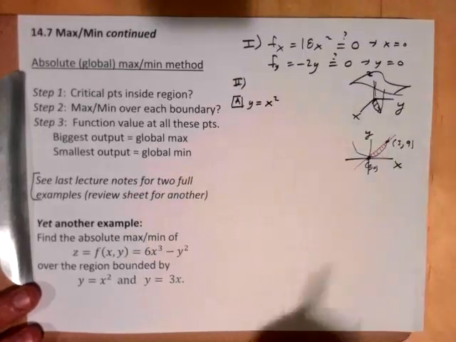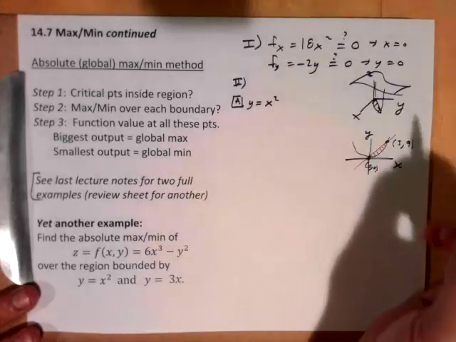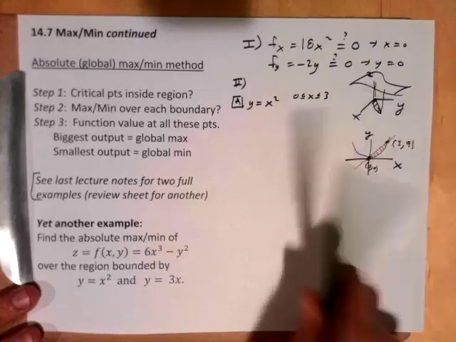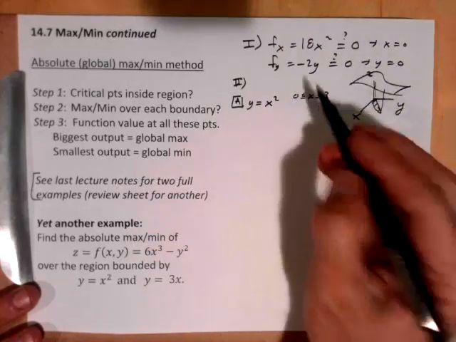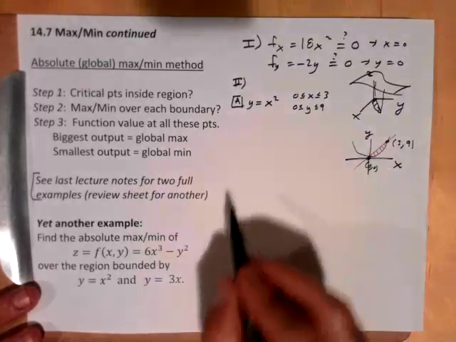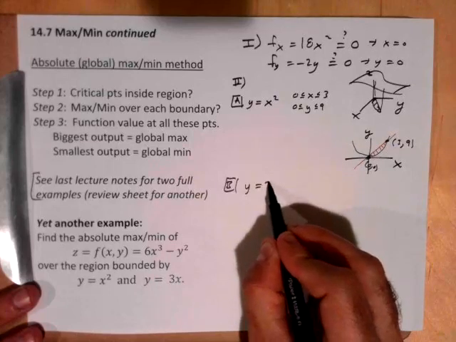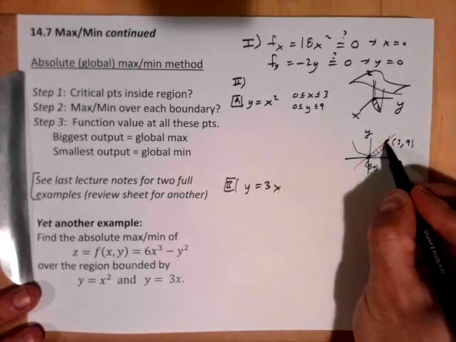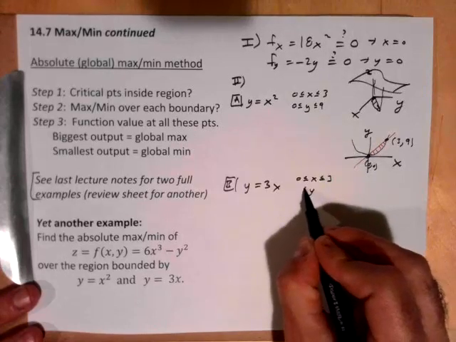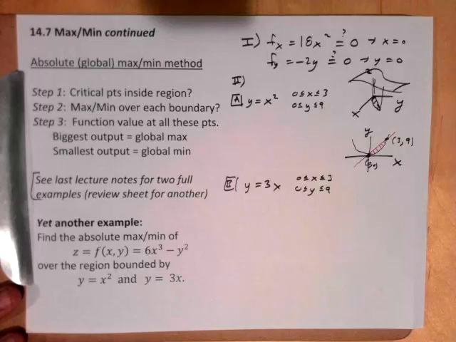Y equals x squared. And depending on which one I use, if I decide to use x, I should say x has to be between 0 and 3. Or I could say y has to be between 0 and 9. And then once I finish that problem, I'll do this problem, which is y equals 3x. That's this side. And again, I'll choose whether I want to use x or y here in a second. And then we'll put all those things together.